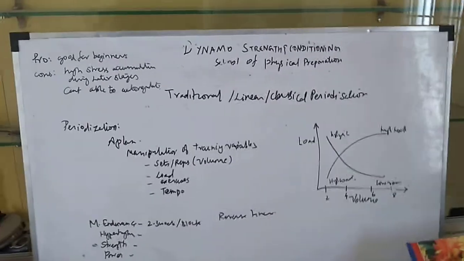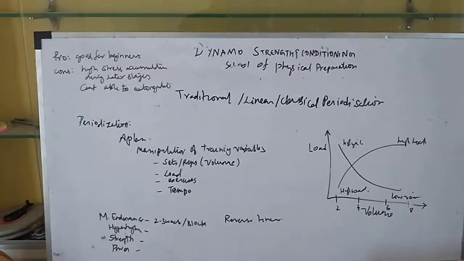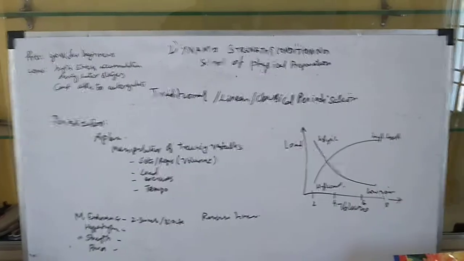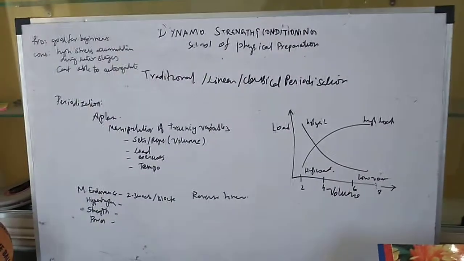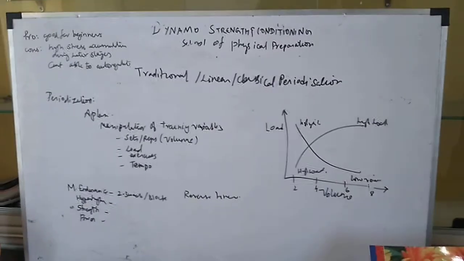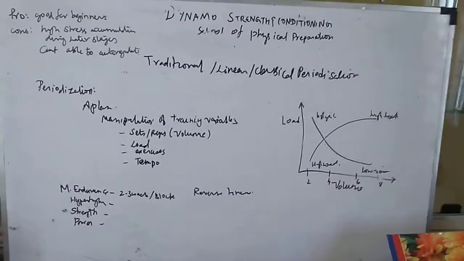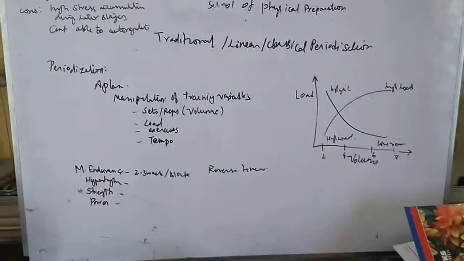So the term linear is a misnomer. Actually nothing is linear in periodization because it keeps on fluctuating every time. So a right term would be traditional or classical periodization.